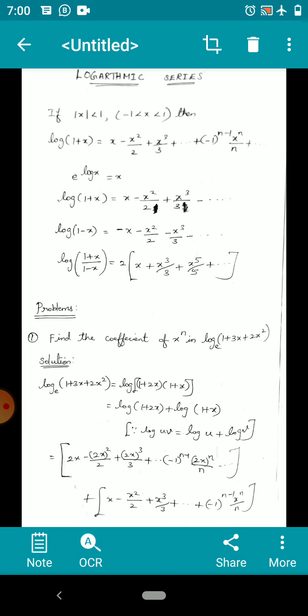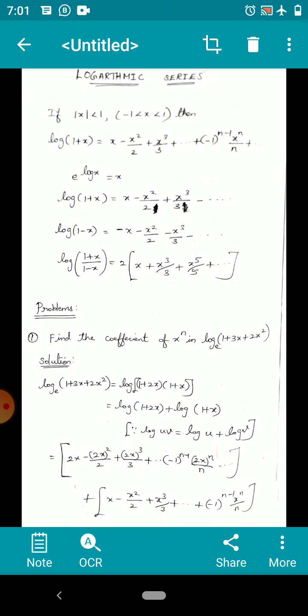Today we are going to see the logarithmic series. Here we have some important formulas. If modulus of x is less than 1, that is x lies between minus 1 and plus 1, then log of 1 plus x can be written as x minus x squared by 2 plus x cubed by 3 and so on. And also one more formula, e power log x equals x. Then log of 1 plus x is equal to x minus x squared by 2 plus x cubed by 3 minus and so on. So alternate signs have to come.